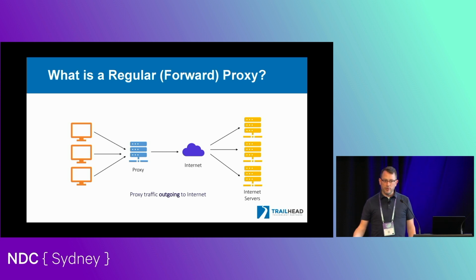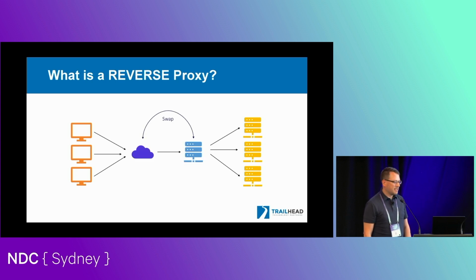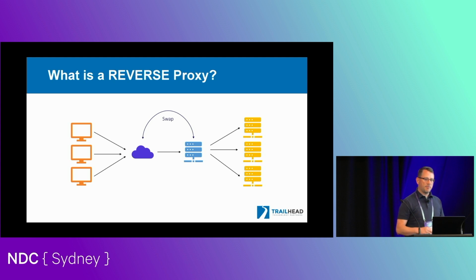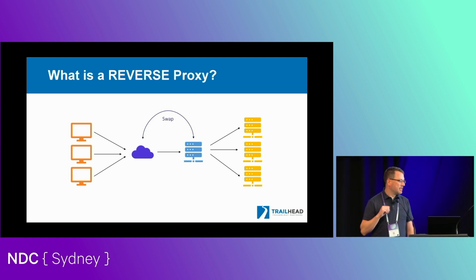That's a forward or a regular proxy. A reverse proxy is just taking those two things and swapping them around. So now instead of the clients coming through the proxy server to go out to the internet, they're coming in from the internet and they're hitting the proxy server first before they hit the servers.